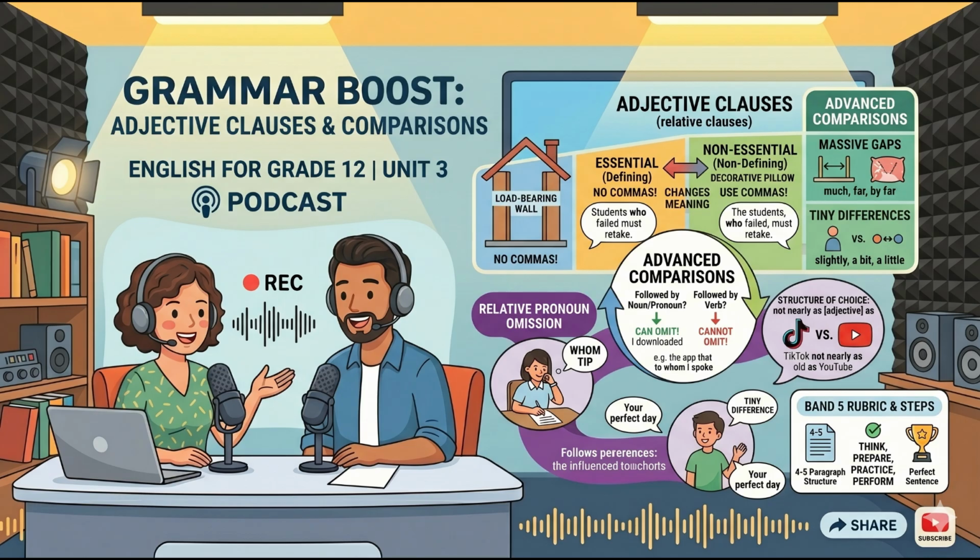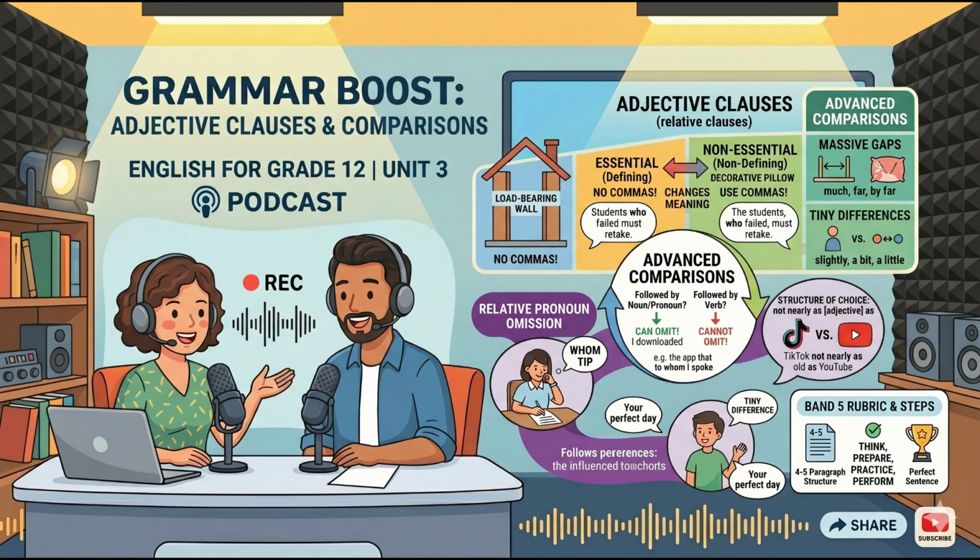Here's where it gets really interesting to me. So if a student is doing the speaking task, say they're comparing 2 social media platforms, they shouldn't just say TikTok is newer than YouTube. Right, that's too simple. They need to say TikTok is much newer. Or conversely, that TikTok is not nearly as old as YouTube. Yes. That "not nearly as" structure is a specific favorite for examiners. It really demonstrates that you can handle complex, multi-word comparative frameworks.